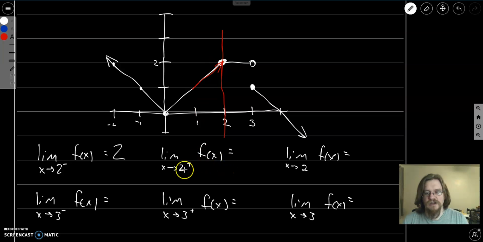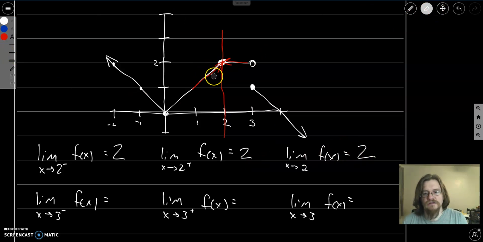As we approach 2 from the right, so again, here's 2. As we approach from the right-hand side, we see that we hit the same place. It's just going to be right at 2. So this limit, the full limit, exists and is just equal to 2, since the limit from the left and from the right are the same.